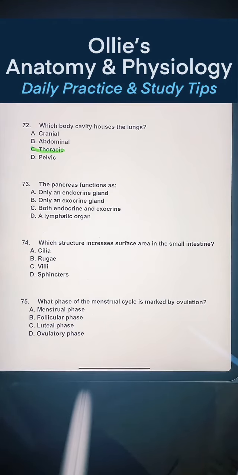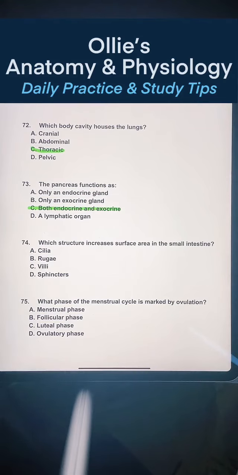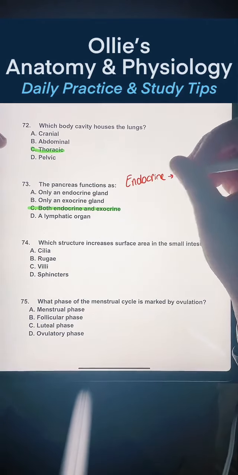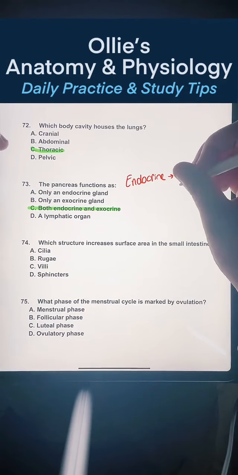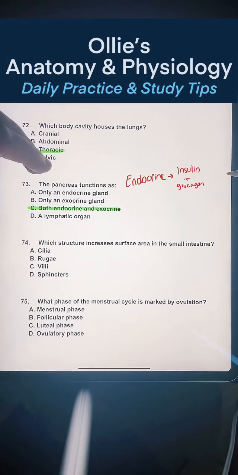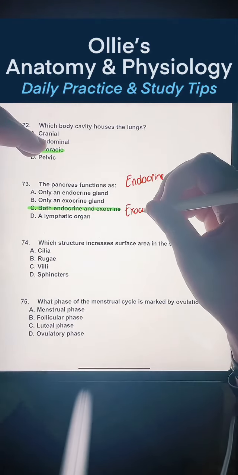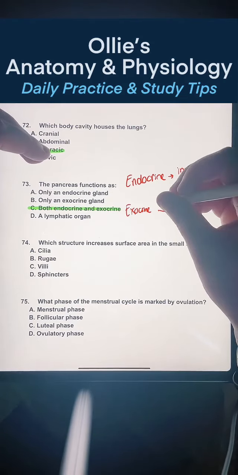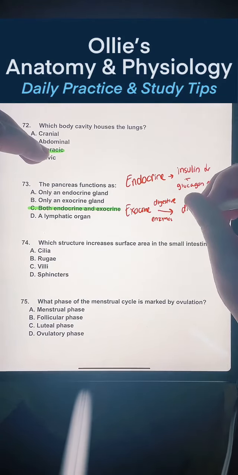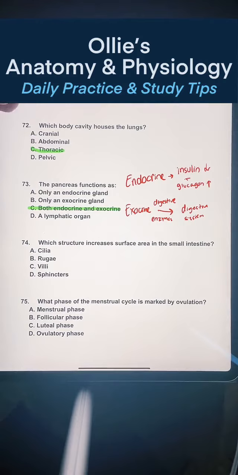Fantastic, everybody. You guys, awesome. That's perfect. It is C. It is both an endocrine and an exocrine gland. The reason being, as an endocrine gland, it secretes insulin and glucagon to regulate blood glucose in the bloodstream. Insulin decreasing, glucagon increasing. And as an exocrine, it releases digestive enzymes to the digestive system. So that is why it is both an endocrine and an exocrine gland.